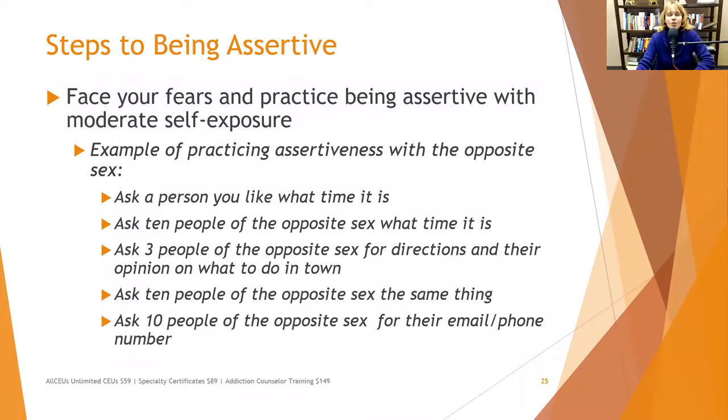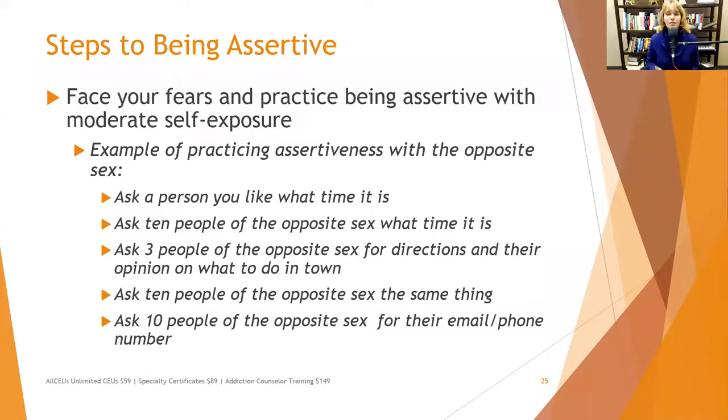The next step is to encourage people to face their fears and practice being assertive with moderate self-exposure. So doing that graduated exposure. If somebody has difficulty talking with the opposite sex, for example, have them first ask somebody that they like what time it is, and then ask 10 people of the opposite sex what time it is. So they start out with 1, and then they move to 10 total strangers.